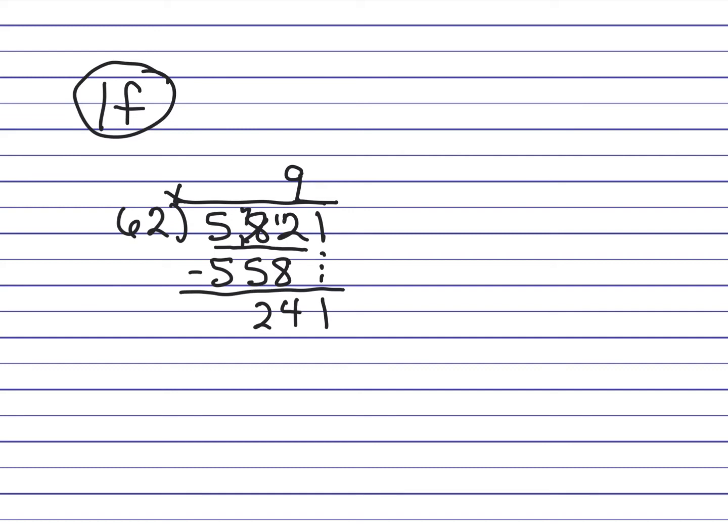So, okay, I was thinking about my last problem and this problem. I'm thinking, oh, 4 times 6 is 24, but then we have 2, 2, 2, 2. I think maybe that's not going to work, so I'm going to go with 3 and see if that works. Okay, when we multiply 3 times 62, we get 186. So I'm going to subtract here, and then I'm going to see if I have less than 62 for my remainder. Okay, I get 55. That's less than 62, so my remainder is going to be 55.